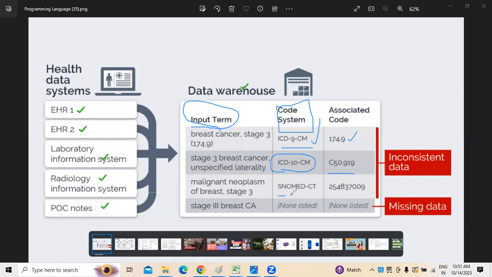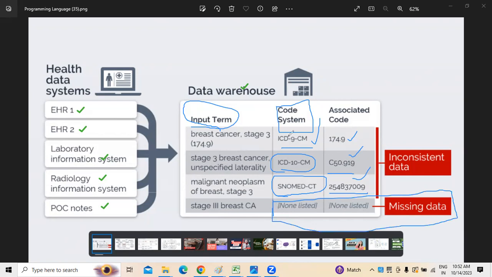C50.919 is used as the associated code. Followed by this, if we are going for the code system SNOMED CT, the associated code involved is 254.837.009. If there are any other input terminologies listed, those also can be listed in this data warehouse, wherein whatever data is missing will appear here. So missing data can be seen in this.